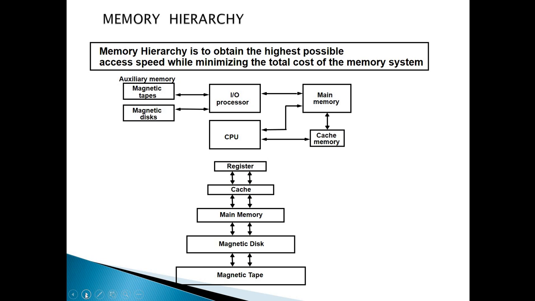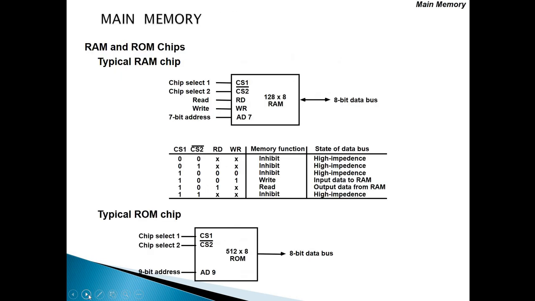From this auxiliary memory, the actual data will be transferred to the main memory through the I/O processor. Again, the copy will be placed in the cache memory as well as in the CPU. Hence, in auxiliary memory, the data will be transferred from magnetic tape or from the magnetic disk. Finally, the data will be transferred to the main memory and then to the cache memory. Then the data will be transferred to the register which is available in the CPU. This is the actual memory hierarchy.